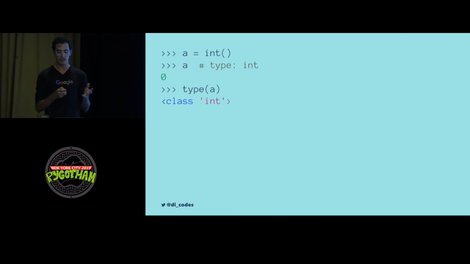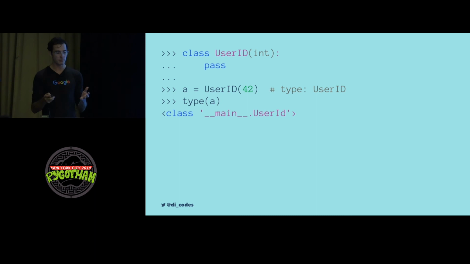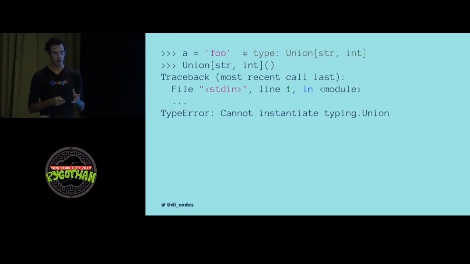Int is both a type and a class that can be instantiated. It's important to note that while I can define custom classes, and these are both types and classes, those special type constructs that I mentioned before, like Union, are types, but they're not classes. I can't instantiate a Union. It doesn't really make sense here.